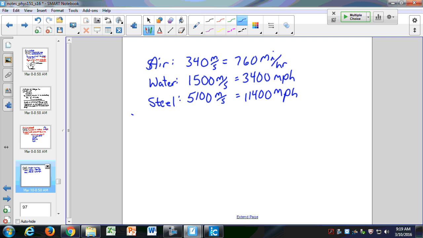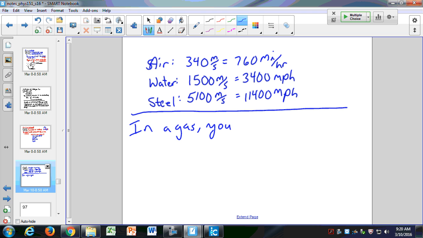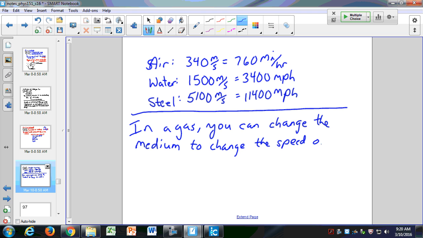In a gas, you can change the medium. You can change a medium to alter the speed of sound. So, for example, they mentioned this in that Khan Academy video. I know it wasn't a terribly enthralling video, but it had a lot of good information in it. I'll write this down in just a second. But what are some ways if you change the gas it will alter the speed of sound in the gas?